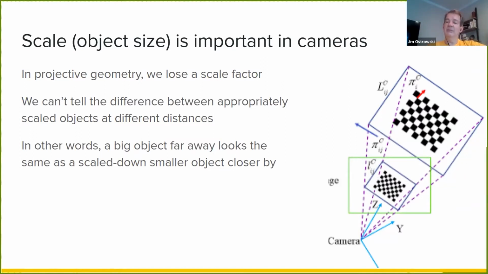But when I know how big each of the boxes on the board are supposed to be, then I can pin down how far that board is away. In other words, a big object far away looks the same as a scaled down object, but once I know the size of that object, I can figure out how far it actually is.